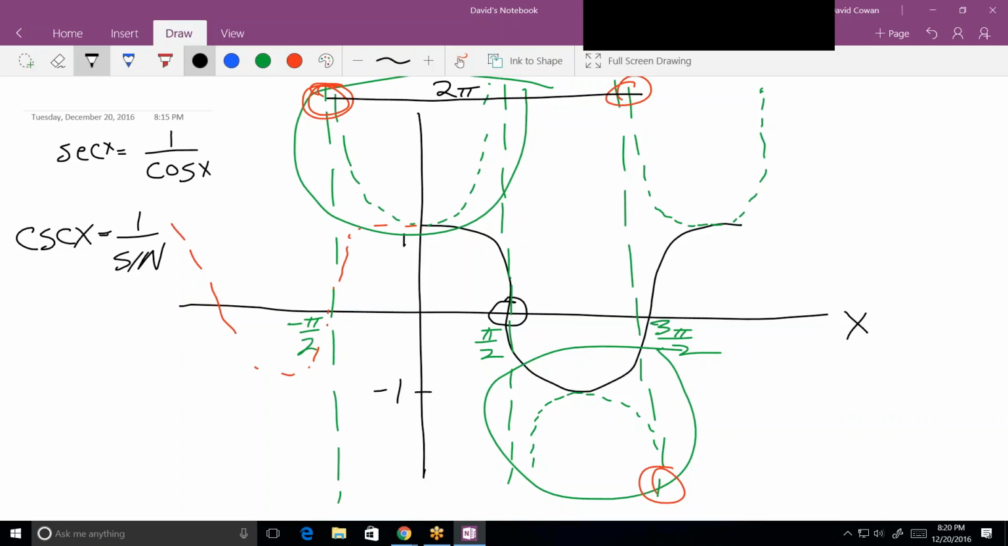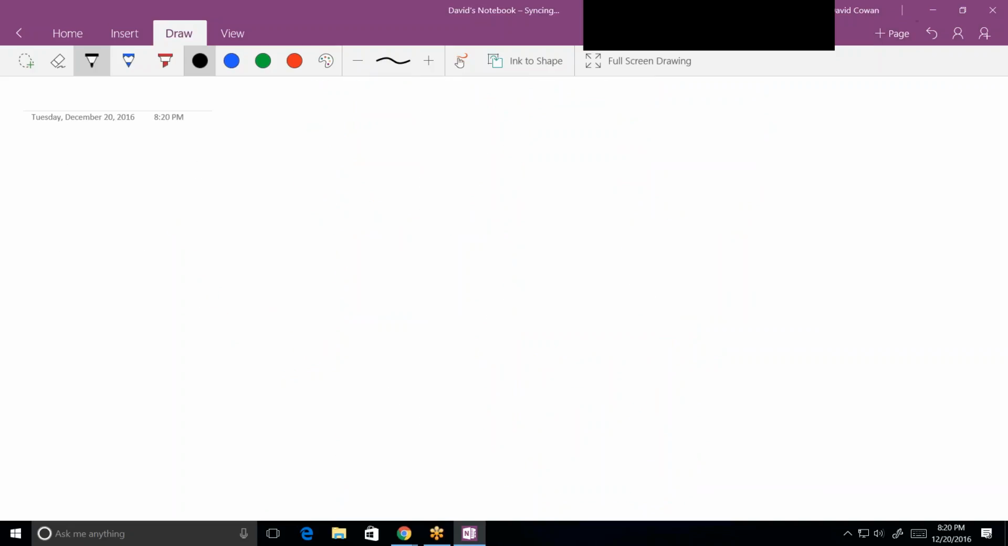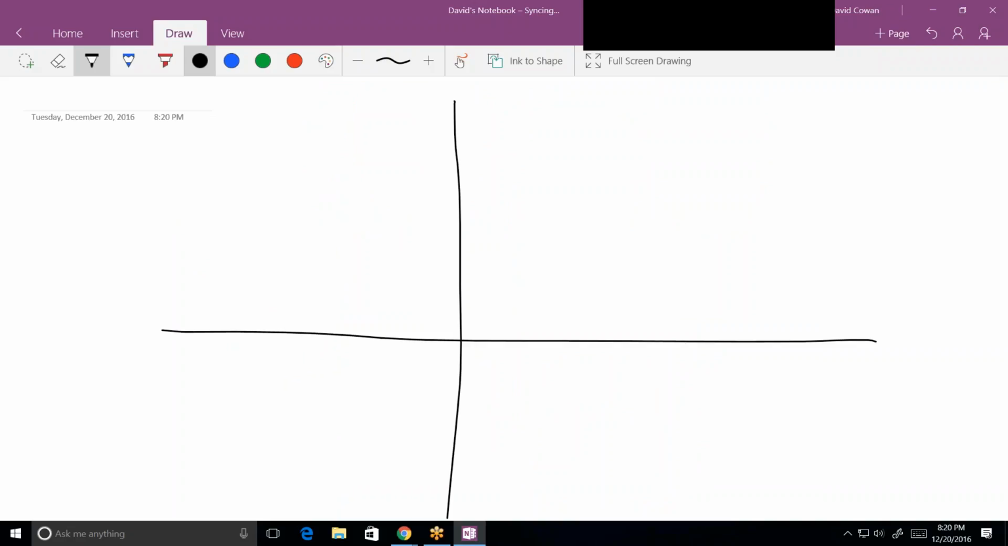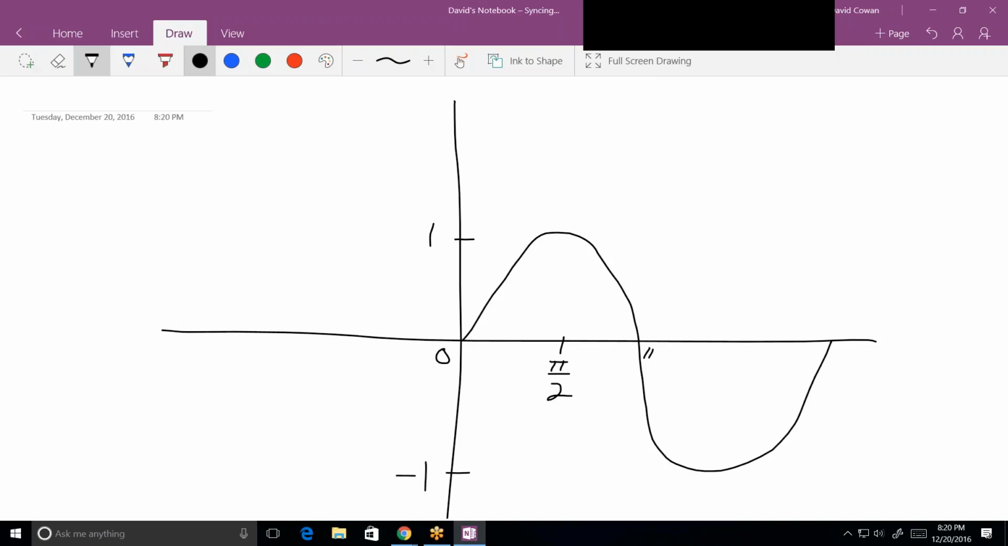So if I want to, let me go down a page. And I'm going to draw the sine again. And if there was ever any two curves you want to memorize, it's sine and cosine. And by memorizing it, I mean memorize every point that I'm putting on here. And you only have to memorize one period of it. Okay, that's y equals sine x.